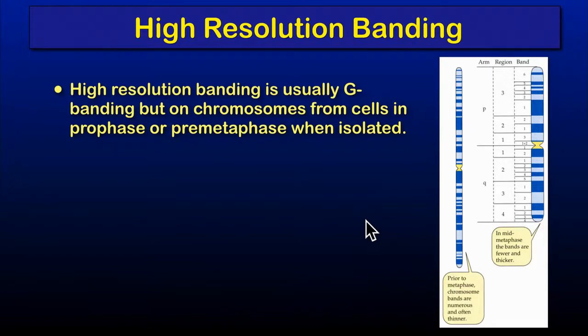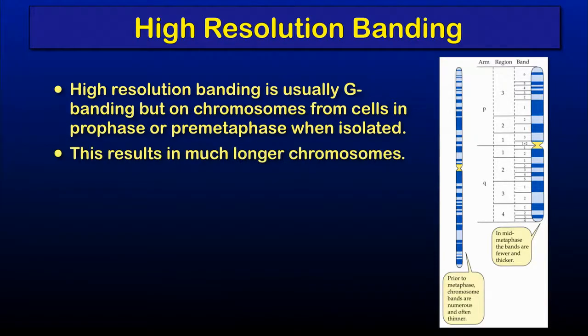The last one that I want to talk about is what's called high-resolution banding. High-resolution banding is usually G banding, but we isolate the chromosomes earlier in the process, in prophase or prometaphase, as opposed to metaphase. In metaphase, the chromosomes are much more constricted. So here's a mid-metaphase chromosome, and here would be a prophase chromosome. The prophase chromosome is much more extended, and so there's a lot more information that we can potentially glean from high-resolution banding.